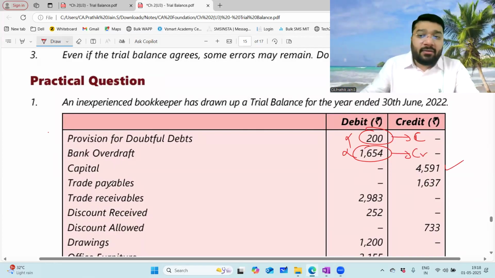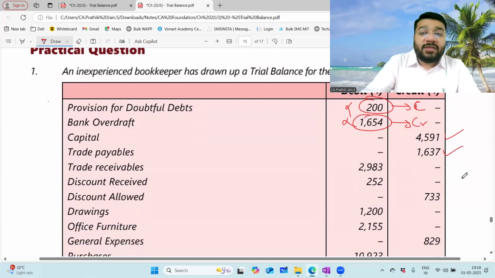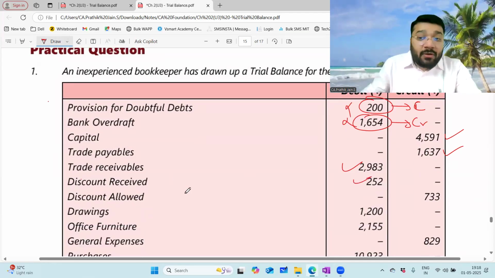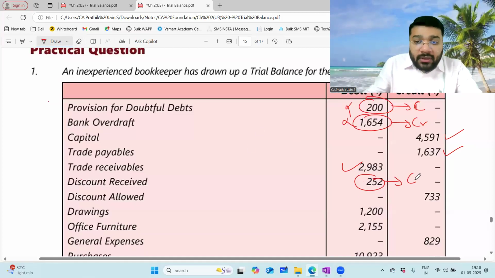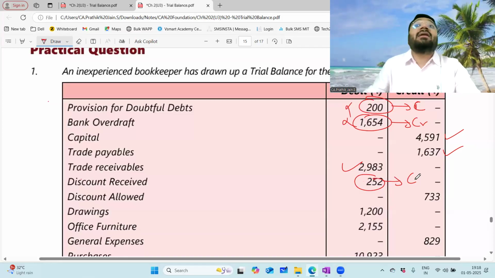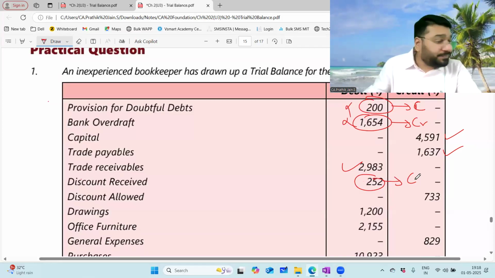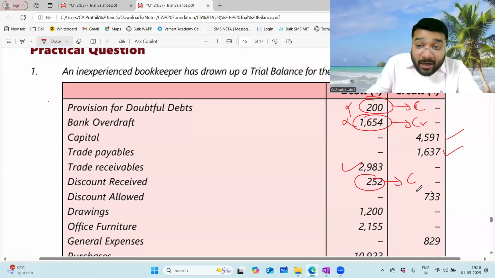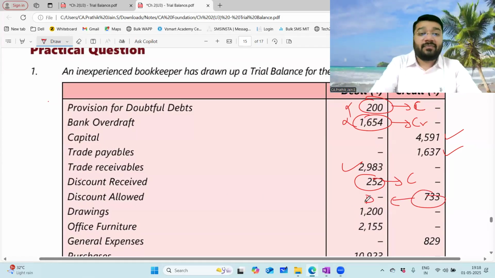Capital. Correct. Trade payable. Correct. Trade receivable. Correct. Discount received. Gain. Credit balance. Credit all income and gain. Discount received is coming on the debit column. Wrong. It should go to the credit column because discount is a gain. Credit all income and gain. So this is a credit balance item. Discount allowed is a loss. You should come to which account? Debit account. So come to here.